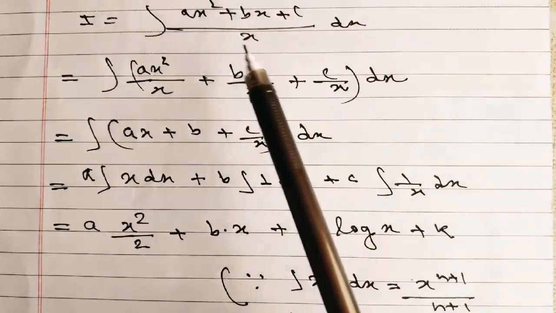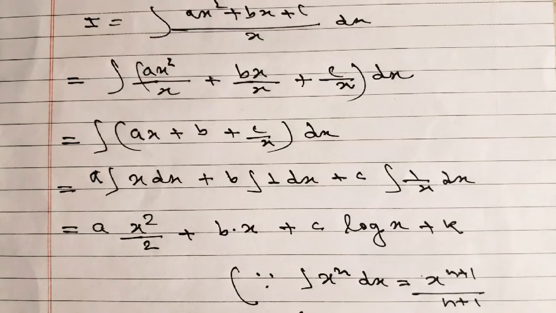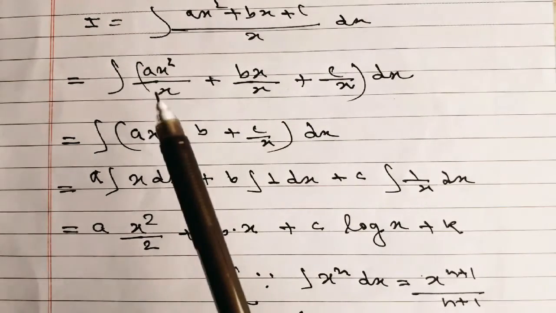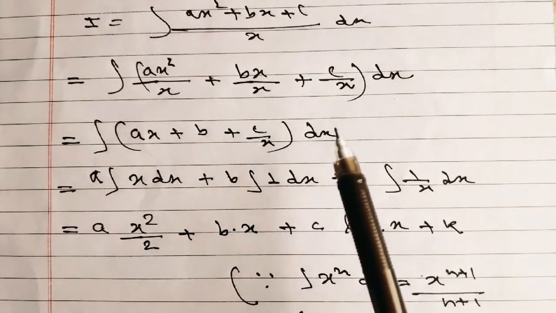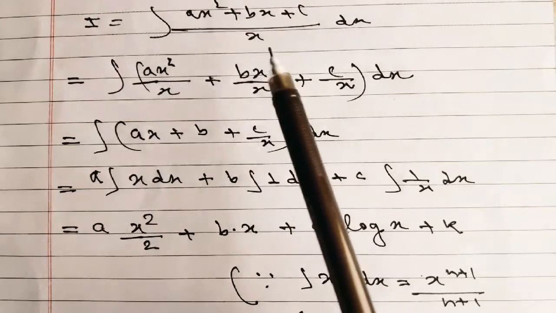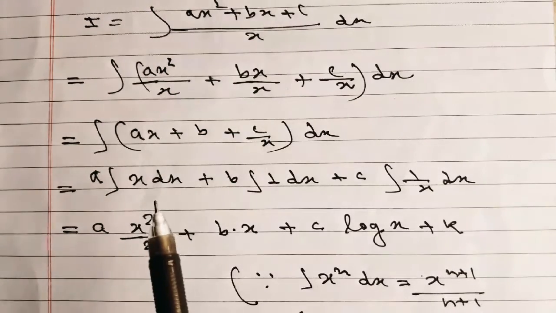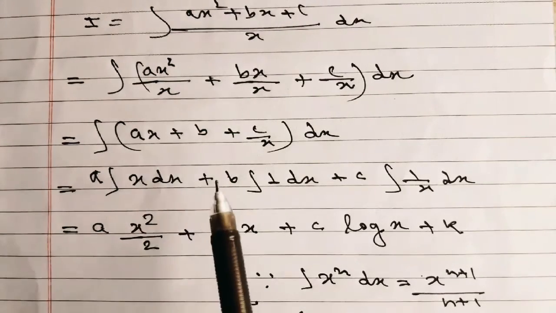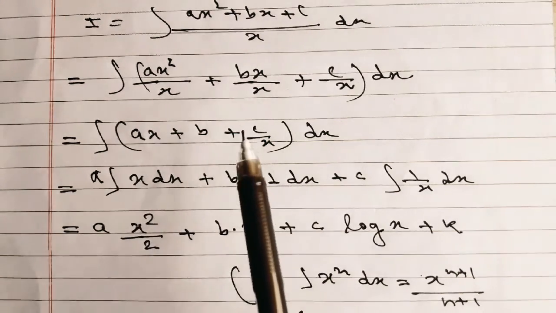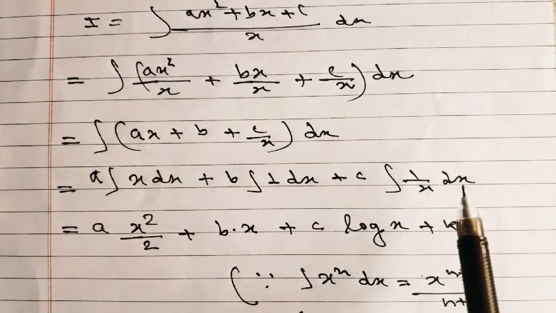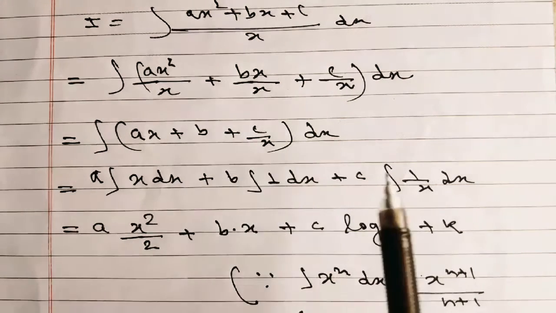The first step, we'll separate the terms: ax square by x plus bx by x plus c by x. The x will cancel, we get ax plus b plus c by x, as it is dx. So the first step is separating the terms, dividing by x. So a as it is, taking a common, integration of x plus b, that means b into 1, so integration of b into integration of 1 dx plus c integration of 1 by x dx. So finding the integration of each term separately.